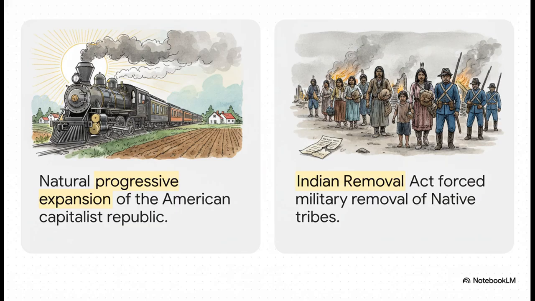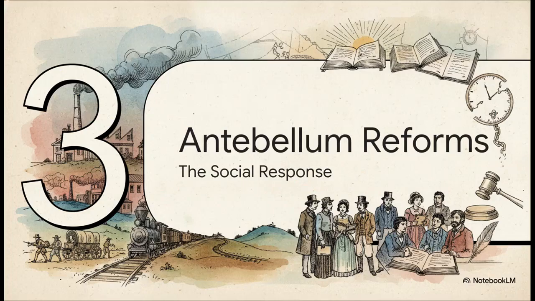That popular animosity became actual domestic policy, culminating in the 1830 Indian Removal Act, which mandated the forced removal of the 5 civilized tribes from the southeast by the U.S. military. And tragically, even a ruling by the U.S. Supreme Court offered them no protection. Which brings us to Section 3, Antebellum Reform Movements, the social response.